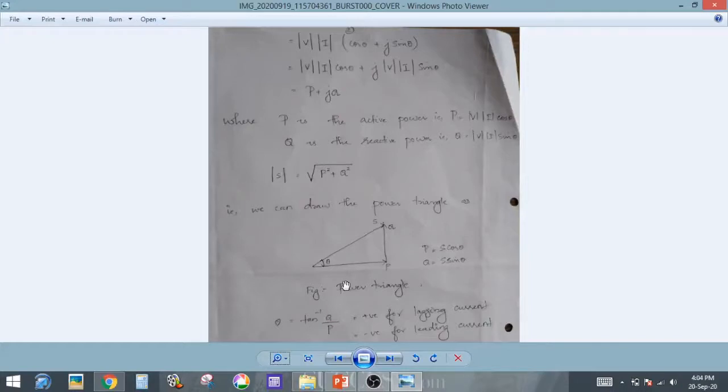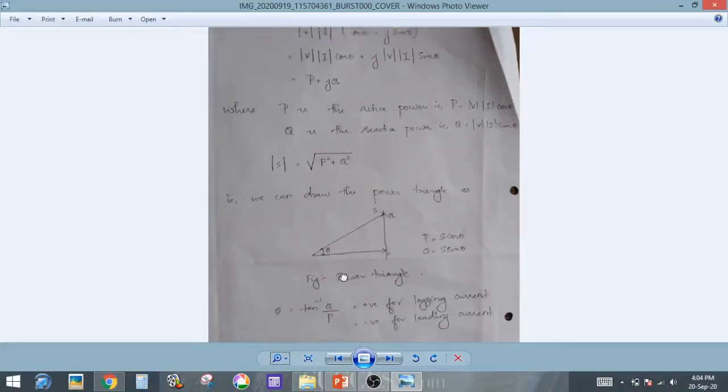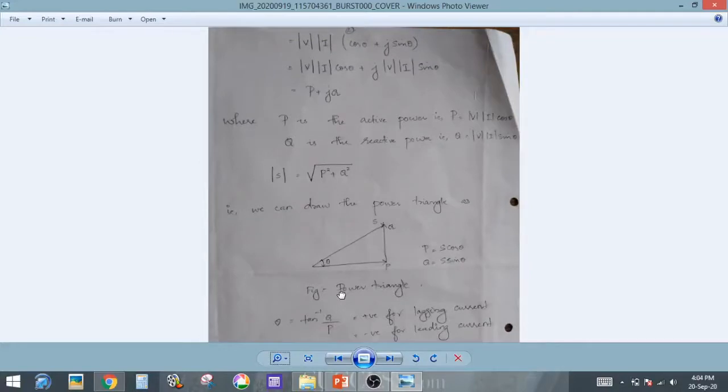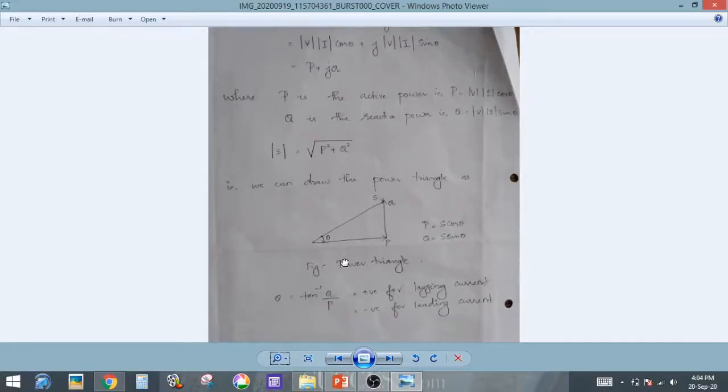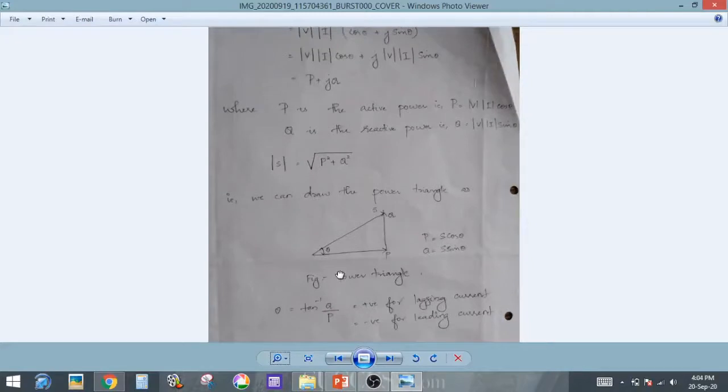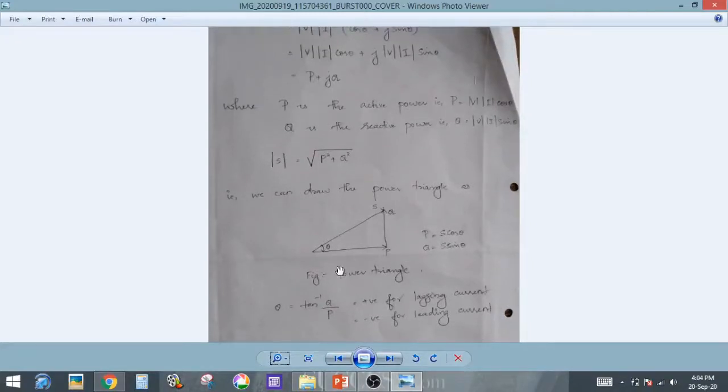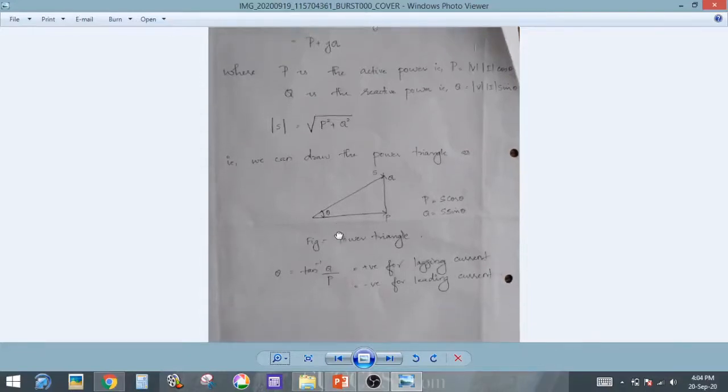We can express these powers in a power triangle also. X value is the active power, Y value is the reactive power, and the magnitude or the hypotenuse part is the apparent power. So again, S equal to P plus jQ and theta equal to tan inverse Q by P. Here Q is the imaginary part and capital P is the real part. Q is positive for lagging current and negative for leading current.